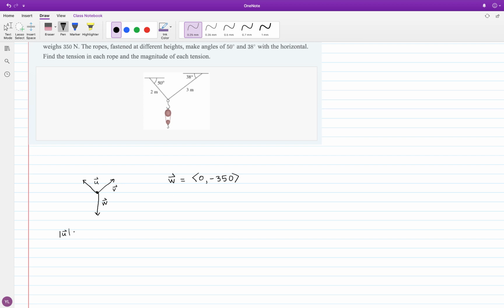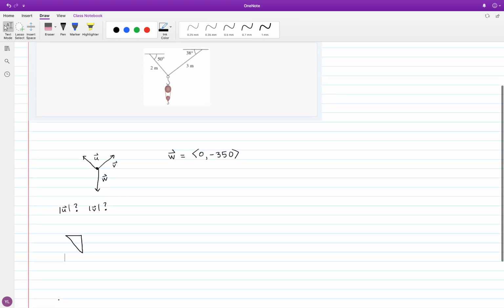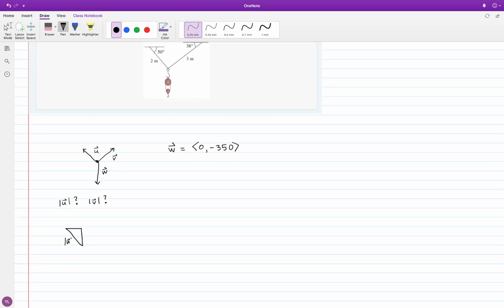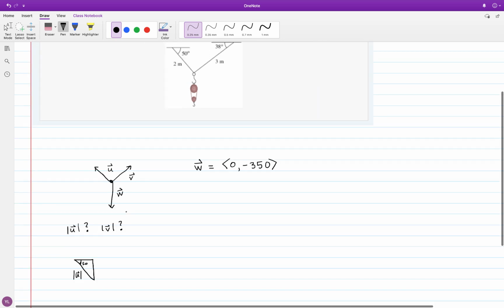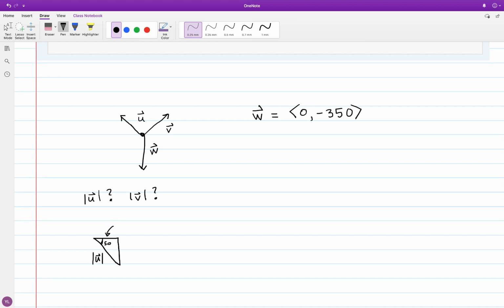Now for U and V, again, I don't know how long they are, so I need to write their components just in terms of those unknown lengths. So if I draw some triangles involving the angles involved, I can use trigonometry to help me get the components. So here's the triangle for the U vector. I've got an angle of 50, and the length of the hypotenuse is that unknown length of U. So using trigonometry, I see that the magnitude of the x-coordinate should be the magnitude of U cosine theta, which is 50 in this case, and then the vertical component is going to be magnitude of U sine of 50.